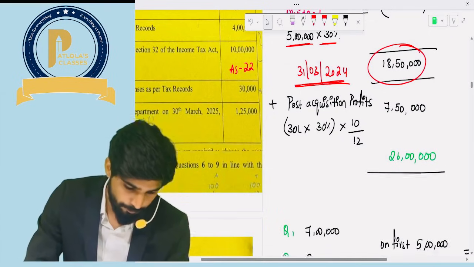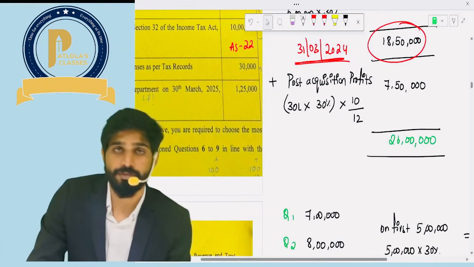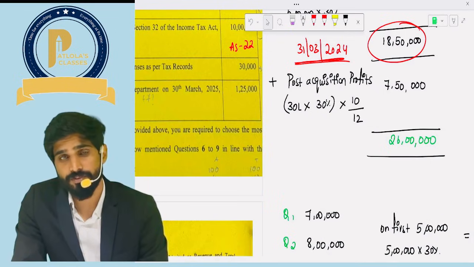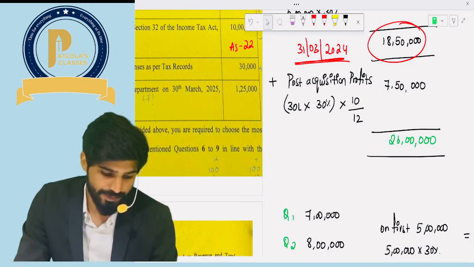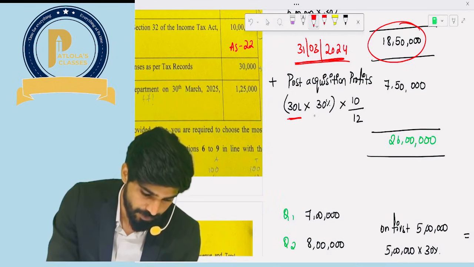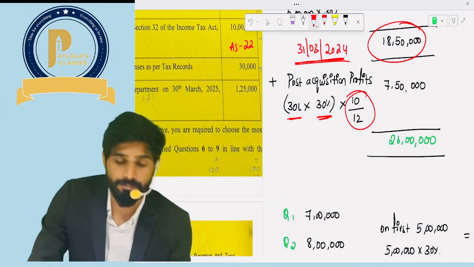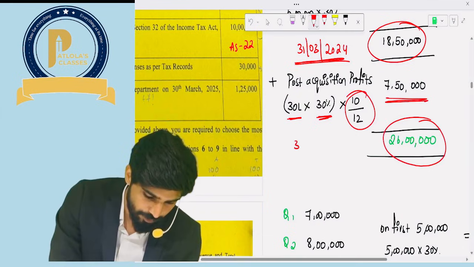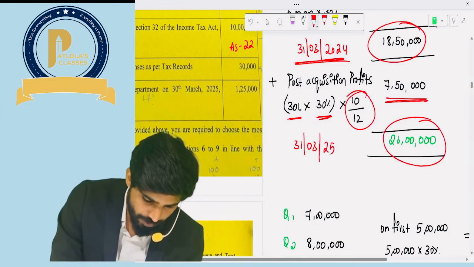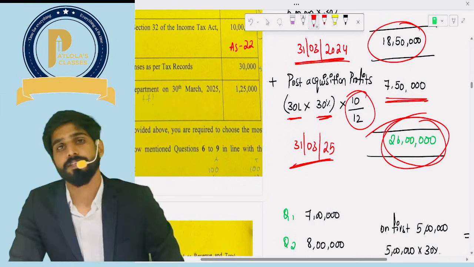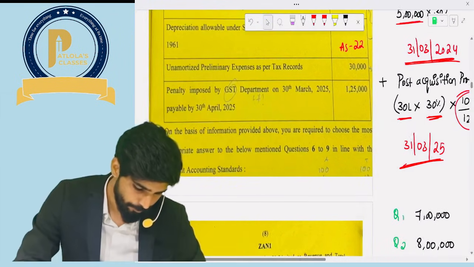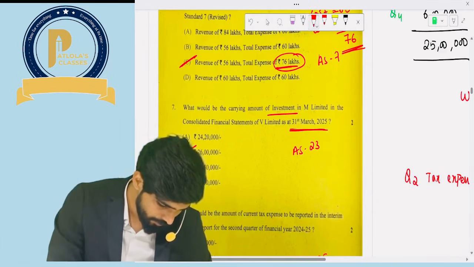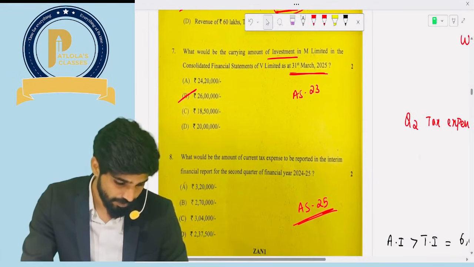So it will be pre-acquisition profits by an amount of post-acquisition profits. Your investment value is going to increase. So how much is post-acquisition profit? 30 lakhs into 30% for a period of 10 months. So it will be 7,50,000. So total value of investment as on 31st March 25 would be 26 lakhs. So the answer would be 26 lakhs. Chalo. What is the next thing that they are asking?